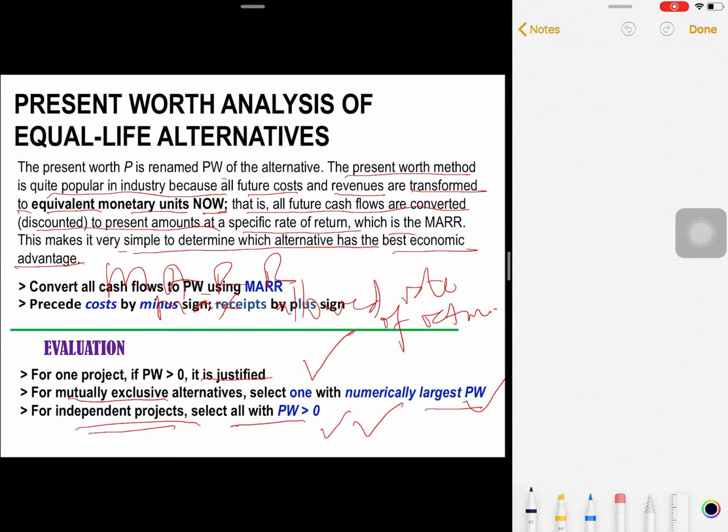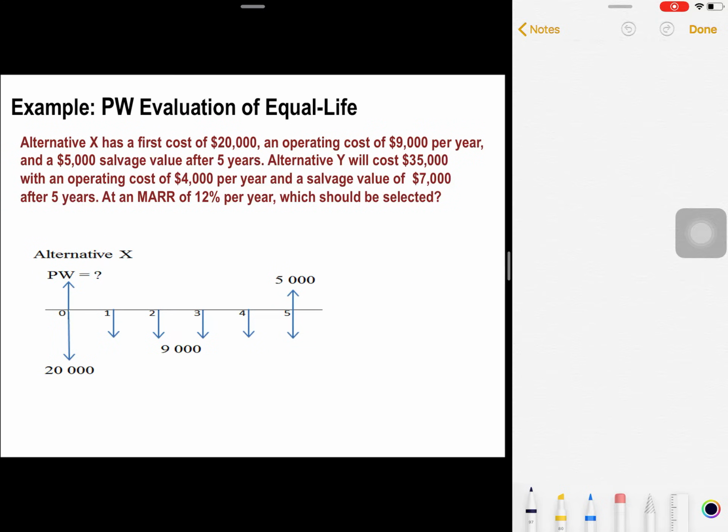Convert all cash flow to PW using MARR, and treat costs with a minus sign and receipts with a plus sign. Okay, this is how we do PW analysis with MARR. This is an example of PW evaluation of equal life.